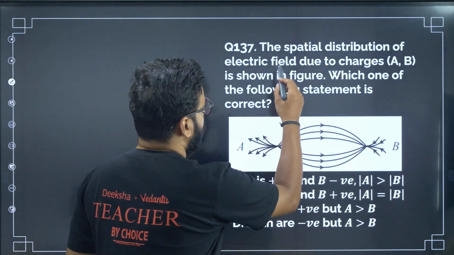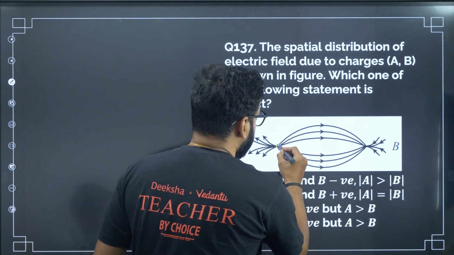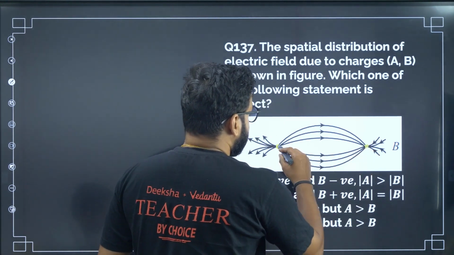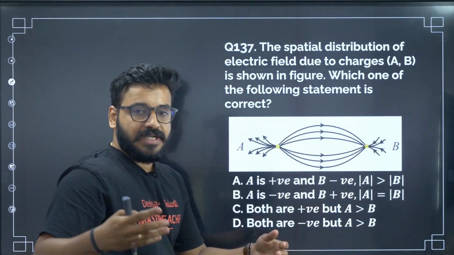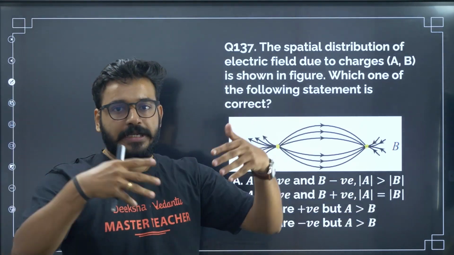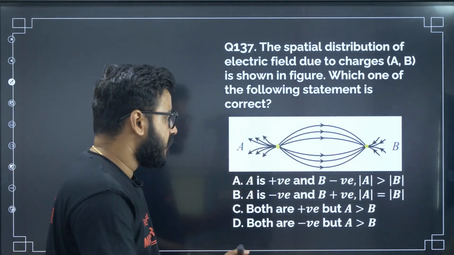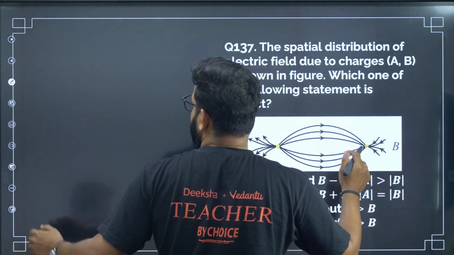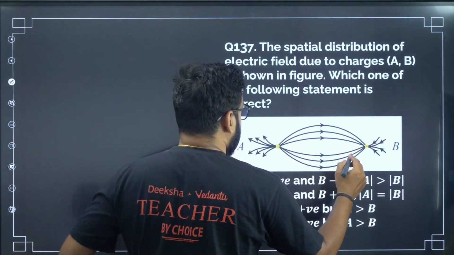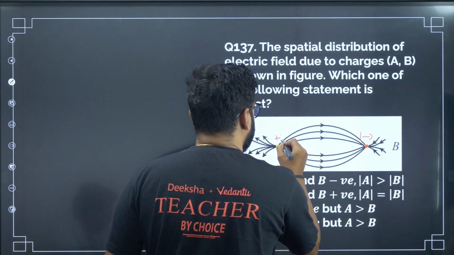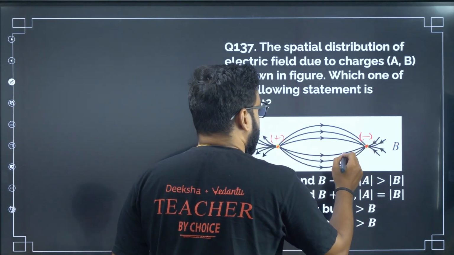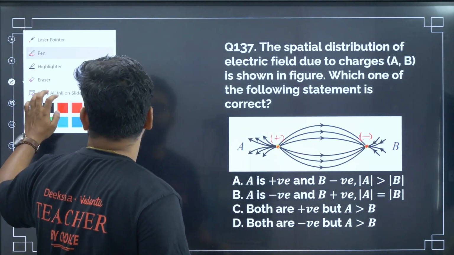We have two charges, one is A, the other is B. You can see that the field is flowing outwards from A and into B. So any charge where the field lines are radially inwards into a particular charge, that's a negative charge. So we have A as a positive charge and B as a negative charge.